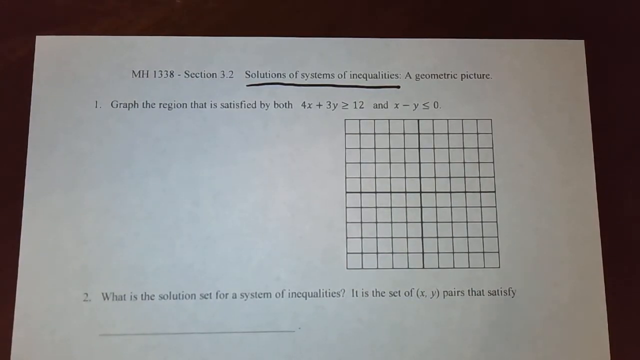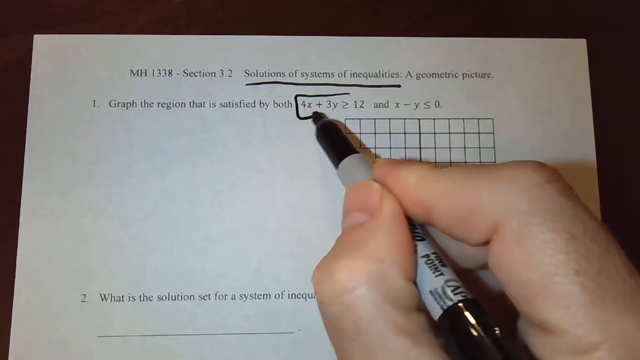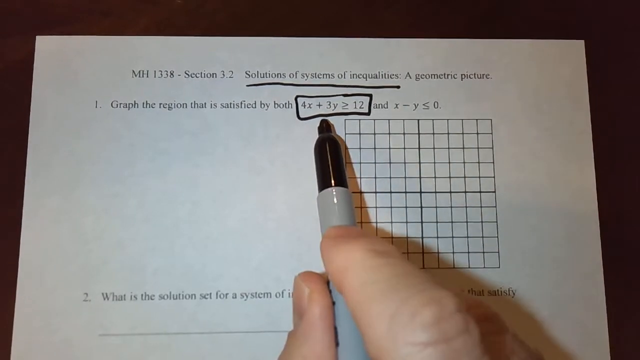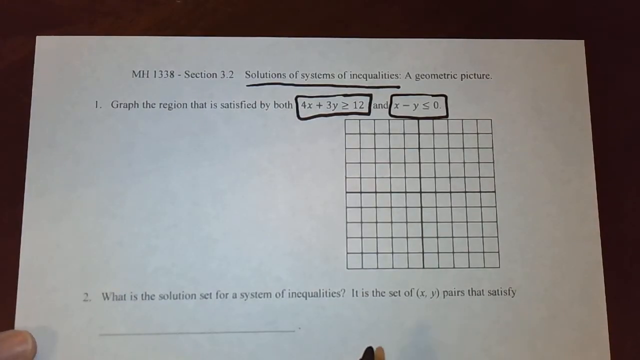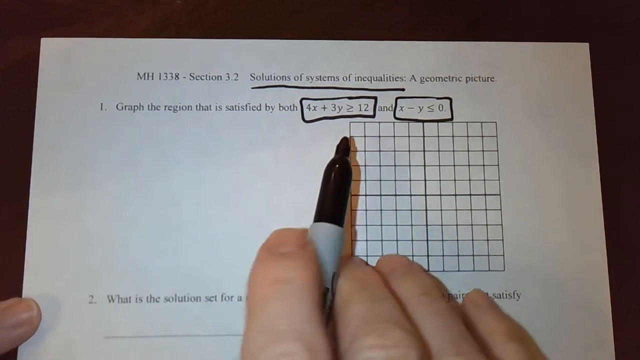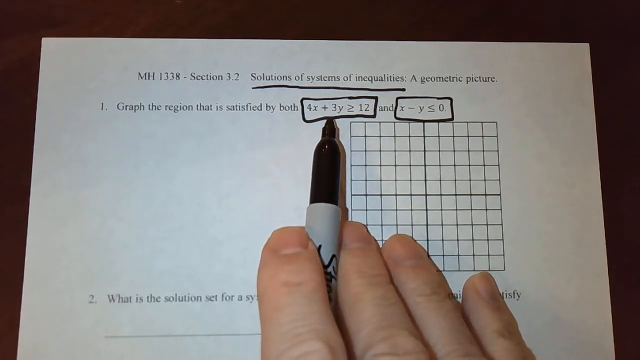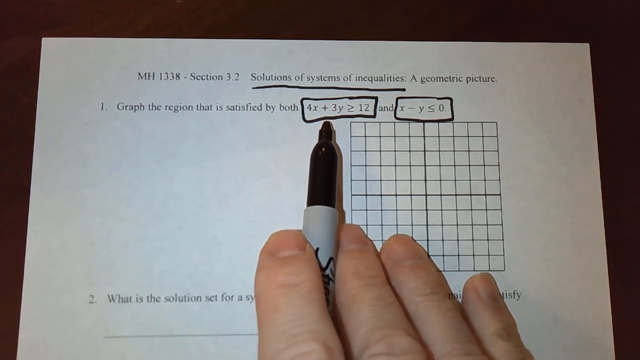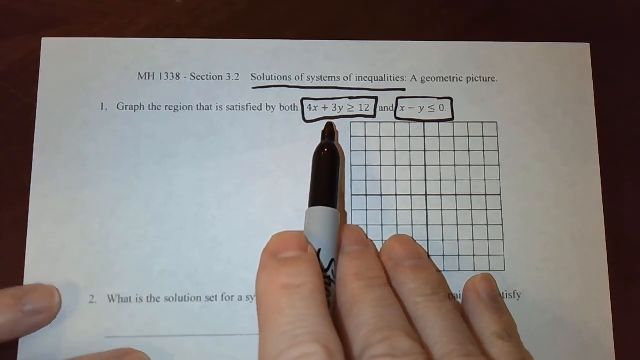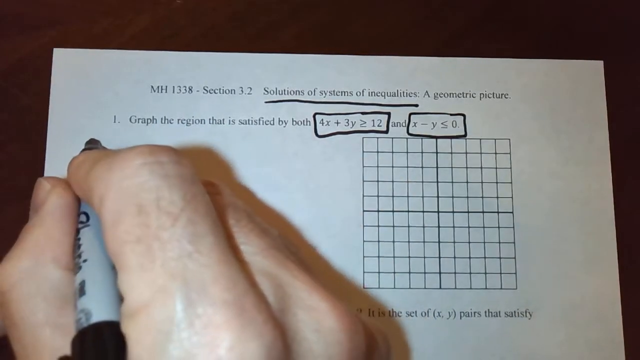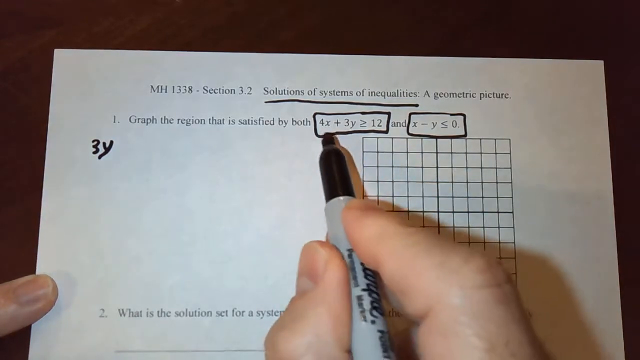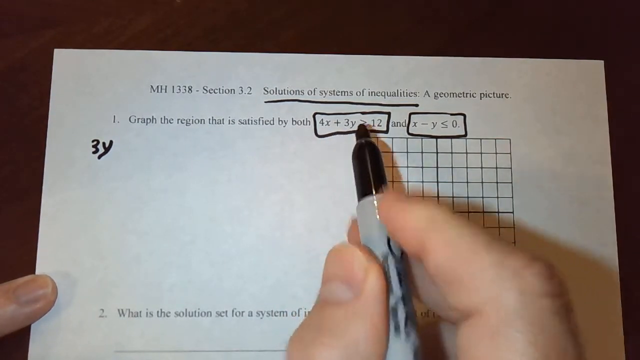So let's individually shade the solution to this inequality and this inequality, and then we'll discuss after that what the solution to the problem is. Okay, so the first thing we're going to do is get y on the left-hand side so that we have them in a slope-intercept type form. So the first one, I'm going to get 3y. I'm going to subtract 4x from both sides.